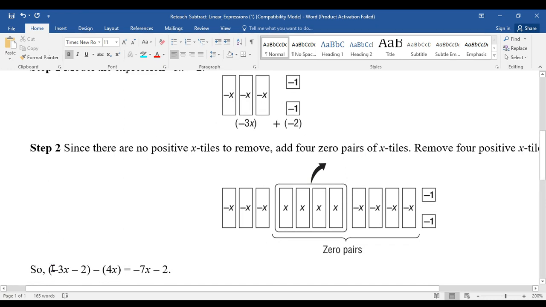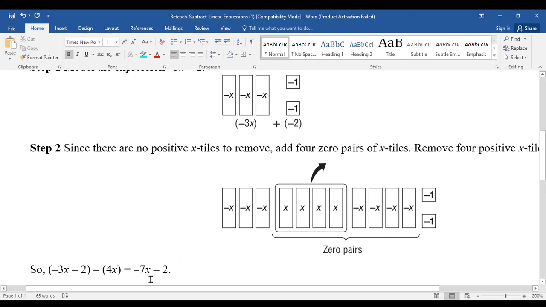So now, in order to do a minus 3x, because we're trying to subtract 4x, that's why they added 4 positives and 4 negatives. Now they can remove those 4 positives, and at that point, we have a negative 7x.